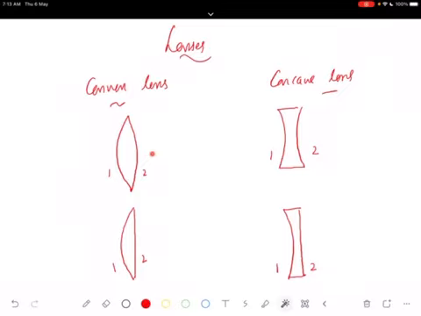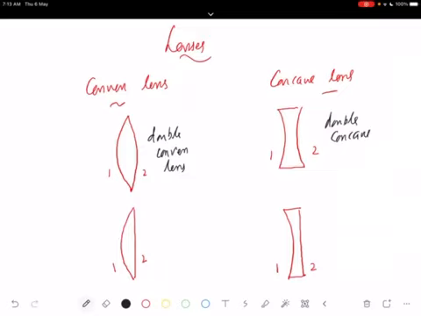And here you can have two, this is again spherical surface, but it is curved inwards. And this particular lens, as two surfaces are there, is called double convex lens. Double convex lens means both surfaces are spherical. Here both surfaces are curved inwards, so it's a concave lens. So it is called double concave lens.